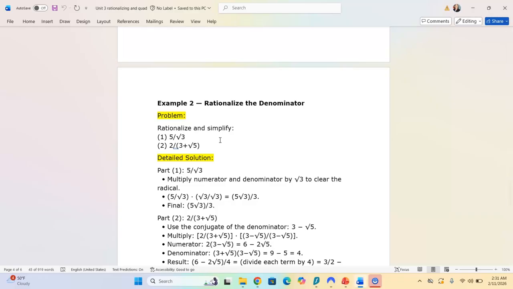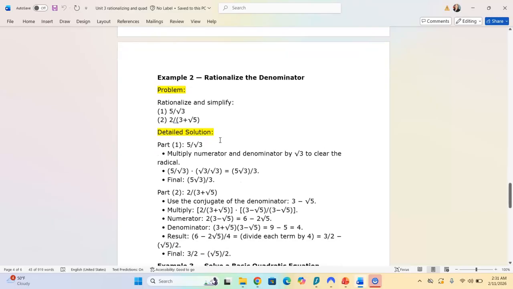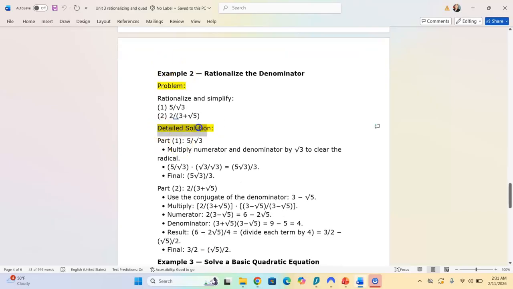You're going to rationalize and then simplify. So here's the problem, and then here's your detailed solution. So you can see that it's broken down by parts. So the first thing you're going to do is multiply your numerator and denominator by the square root of 3, because that's going to clear out your radical.